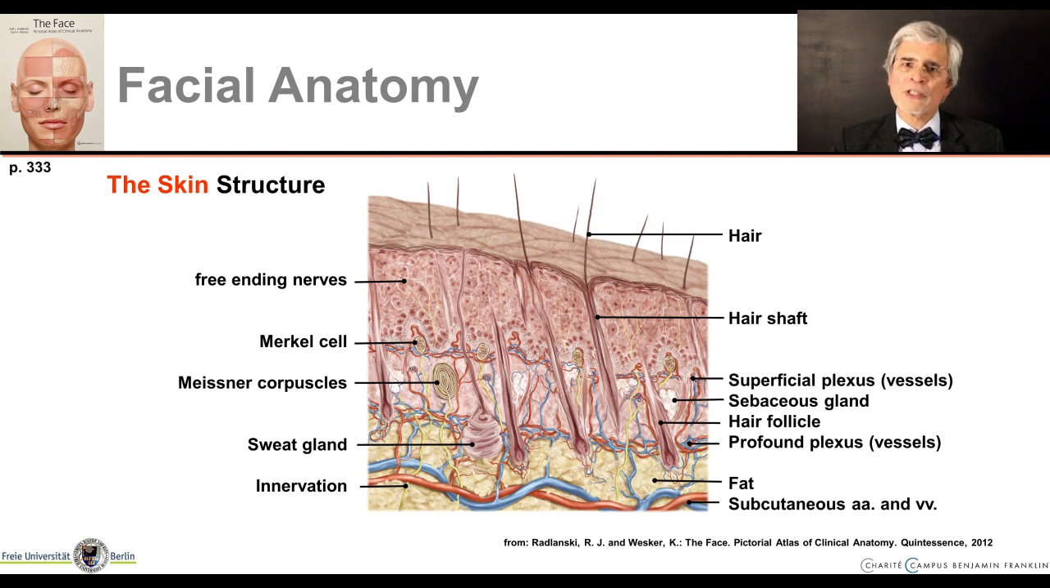The innervation of the skin varies from body region to body region. On the back, it is less densely innervated than on the face or elsewhere. That means the nerve density is different. But everywhere, there are free nerve endings and Merkel cells in the epidermis, plus some Meissner's tactile corpuscles. Both are mechanoreceptors. And you can see the finely intertwined blood vessels branching off from the somewhat thicker subcutaneous arteries and veins.